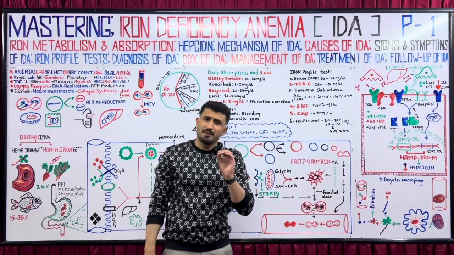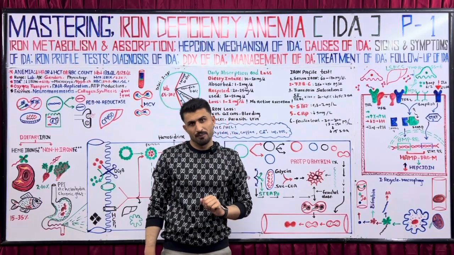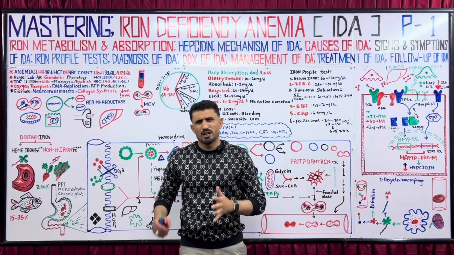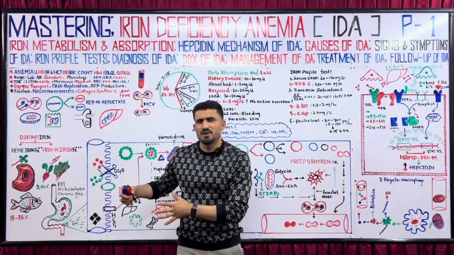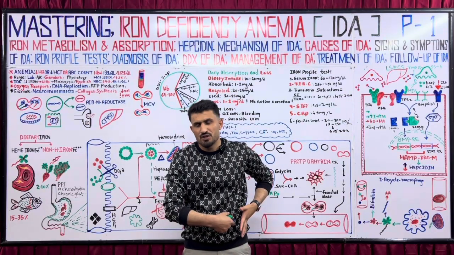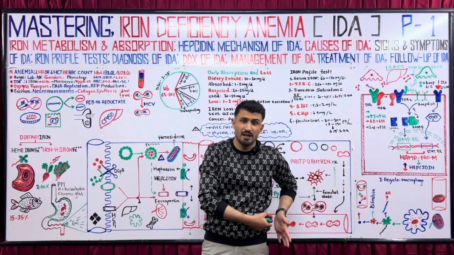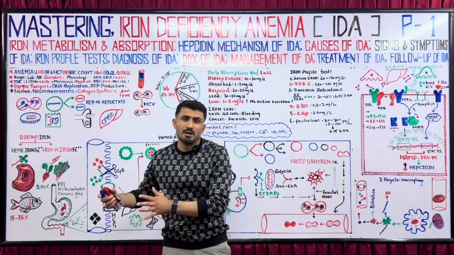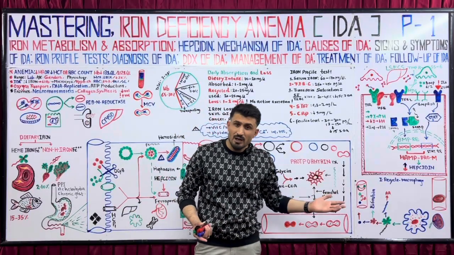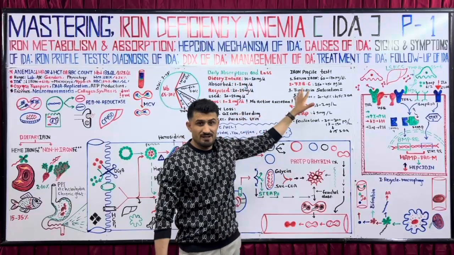Hepcidin is one of the most important regulatory proteins of iron in our body. For example, when a patient has a chronic inflammatory disease, like inflammatory bowel disease, Crohn disease, or ulcerative colitis, why do they develop iron deficiency anemia? That is because of hepcidin. We'll talk about it. That's why this is the most important part of iron deficiency anemia.